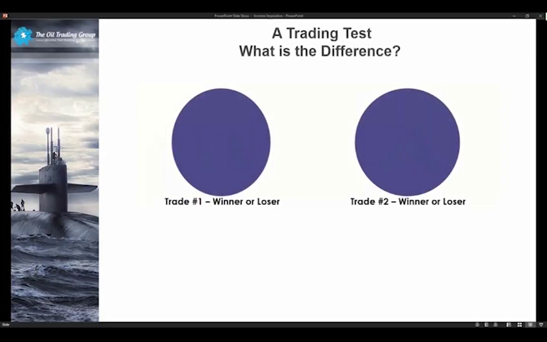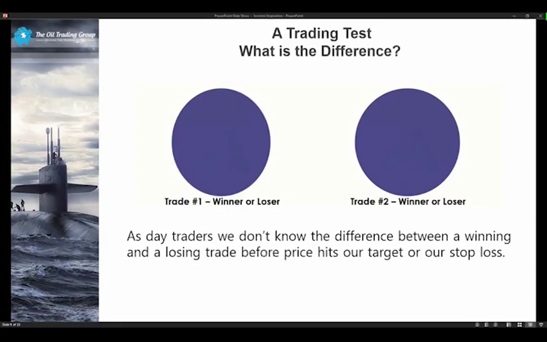All right, so a trading test. I like to do this a lot, just to get a feel for it. Trade number 1 is either a winner or a loser, and trade number 2 is either a winner or a loser. You can study these purple dots day and night, and you're not going to know the difference between the loser and the winner before you get into it. And that's just like what a trade is.